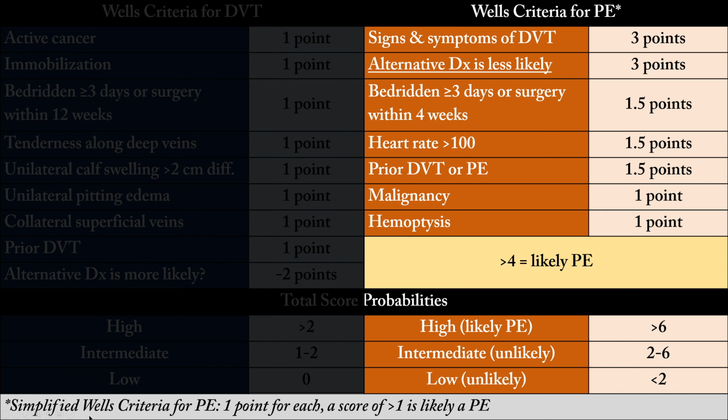And then there is the simplified Wells criteria, which we rarely use. It gives 1 point for each one of these. Okay, and then you calculate the score. A score of more than 1 is likely PE. All right. We usually use the other one with 4 as a cutoff. If it's more than 4, it's PE. If it's 4 or less, it's unlikely to be PE. Okay.